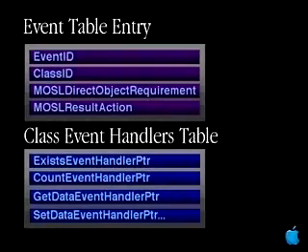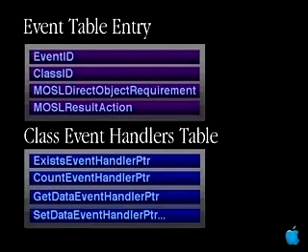So then there's an event table entry, and the event table is very straightforward. It's just the 4-character codes for the event and the event class, whether or not the direct object is required, and whether or not there's a result and what action to take on the result. And then in each class, there's a table for where's the handler for the exists event, the count event, the get data event, and the set data event, okay?